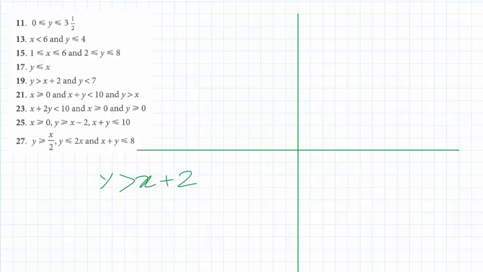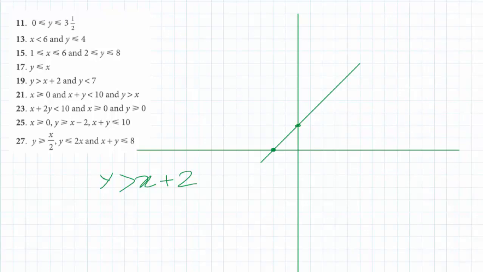Where is the line that represents y equals x plus 2? To get the line, if we put 0 in place of y, we will get x equals negative 2. And if we put 0 in place of x, we will get y equals 2. The line passes through these two points, so join them with a straight line.